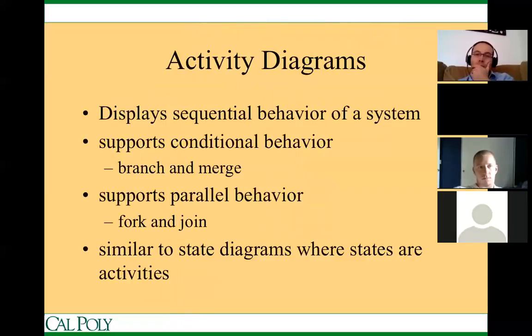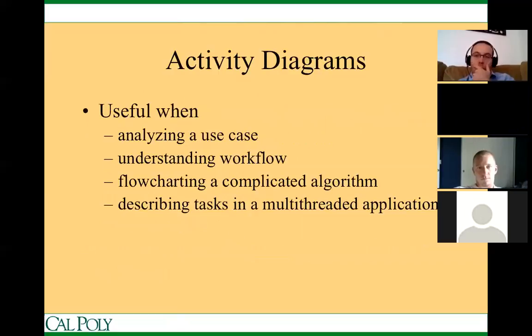What does it show? It shows sequential behavior of the system, and you've got the branch and merge. I called it selection, also branch and merge. So if then else kinds of things. Parallel behavior with the fork and the join, and it's similar to what we'll see later, which is a state diagram. But instead of states, we have activities, things that will happen. Okay. When do we use activity diagrams?